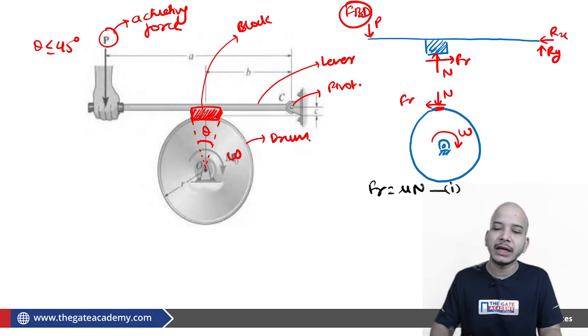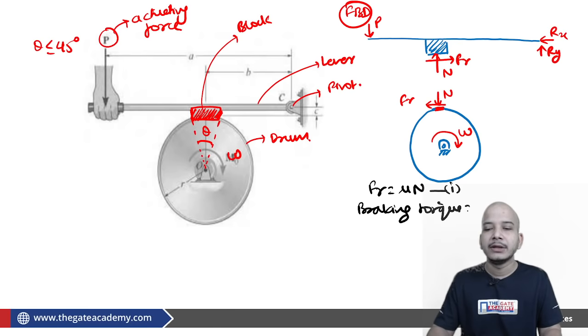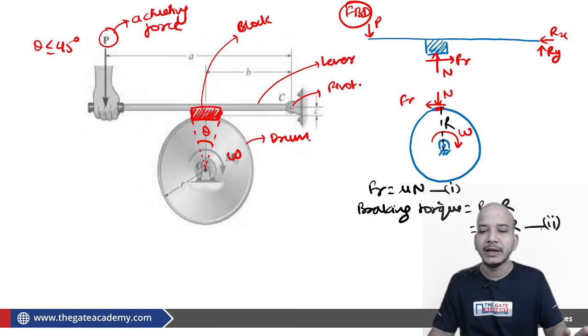Now the second point is that they asked about braking torque, which is also called friction torque. Braking torque is the torque applied on the drum because of this friction, and you can straight away see that the friction has a moment arm of r about the point or axis of rotation. So you can say that the braking torque will be equal to Fr into r, or mu N r, whatever you want to write. These two relations hold good.